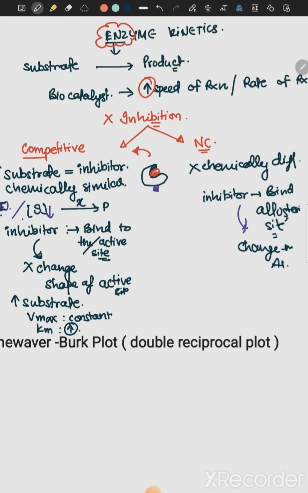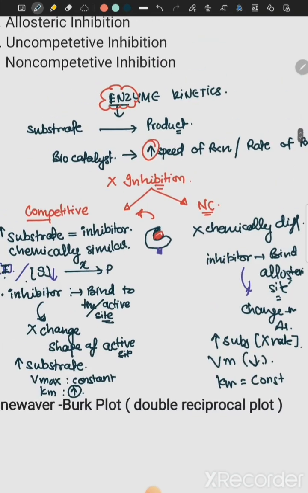Now, if a change in the active site occurs, chemically the inhibitor and substrate are different. So even if you increase the substrate amount, it is not going to affect the rate of reaction. Even if you increase the substrate concentration, it is independent of the rate. The last point here is that Km remains constant, but Vmax decreases in case of a non-competitive inhibitor.